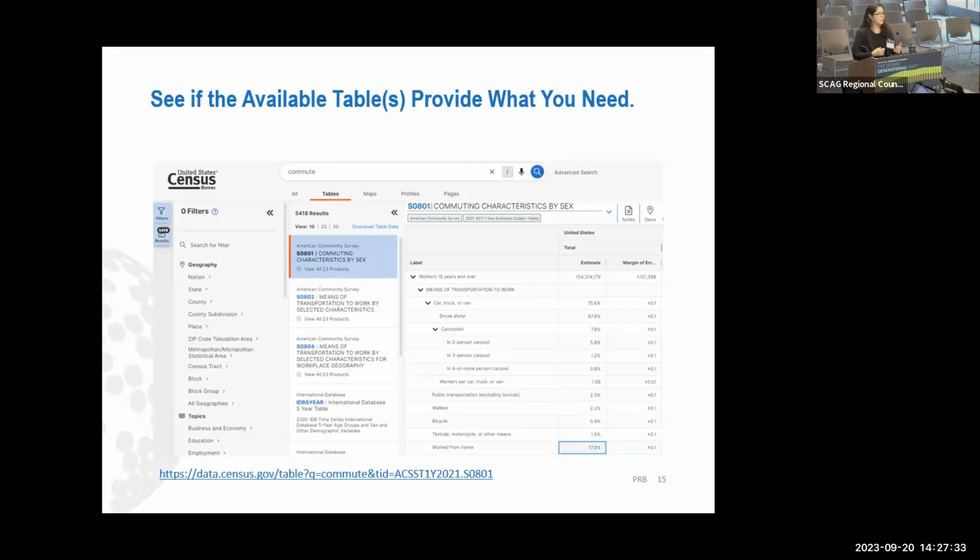The Census Bureau sometimes refers to this as journey to work, but they're moving more toward natural language and not making us know all of their like wonky terms. You don't have to know tenure to know owner renter anymore. The search term owner or renter should get this information. So if we put in the term commute, we can get to commuting characteristics by sex, which has the table that you see on the screen here.